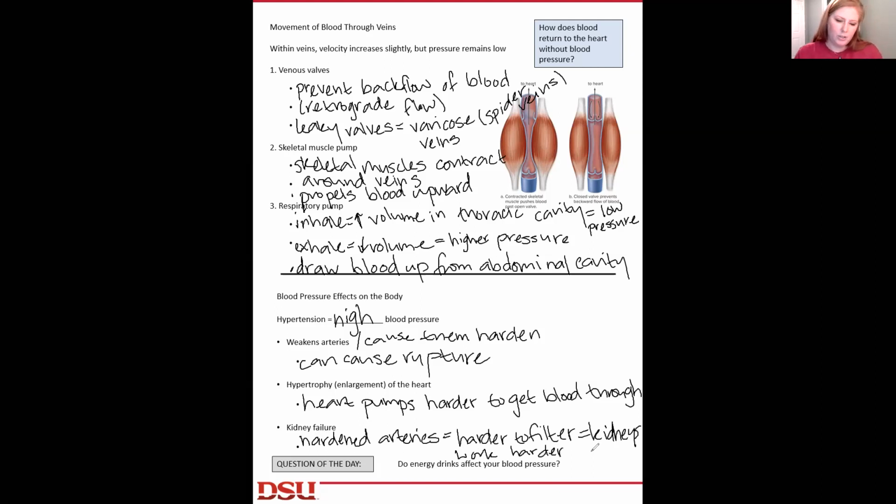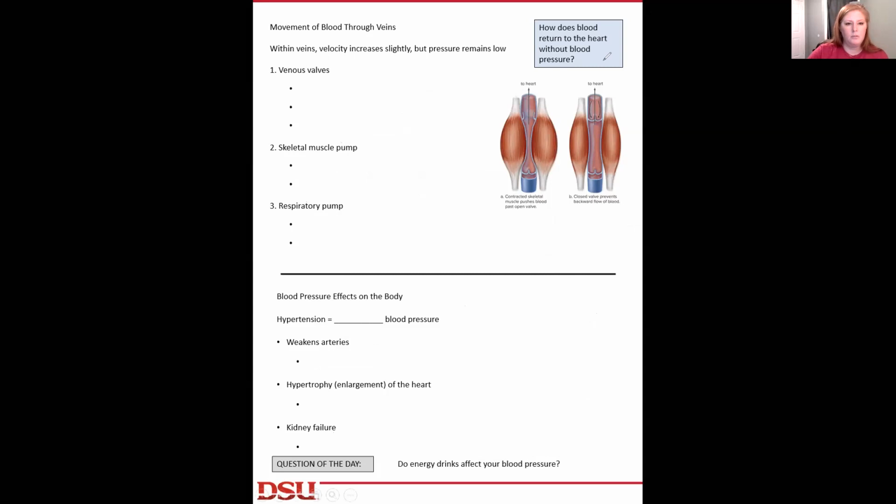Question of the day, do energy drinks affect your blood pressure? They have been shown to increase blood pressure, and there's a number of articles that talk about some of the reasons behind that, including the amount of stuff that's dissolved in these drinks, which has a variety of effects in making several different body systems work harder.